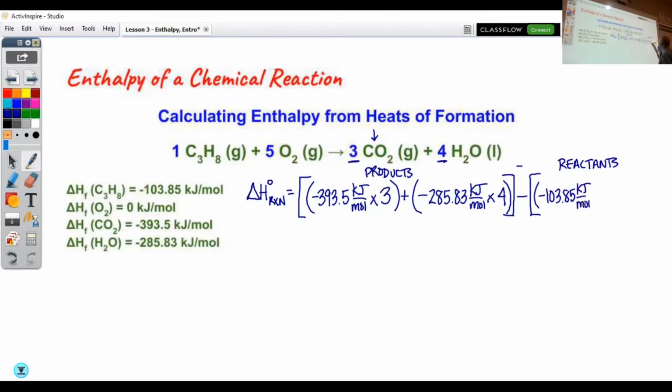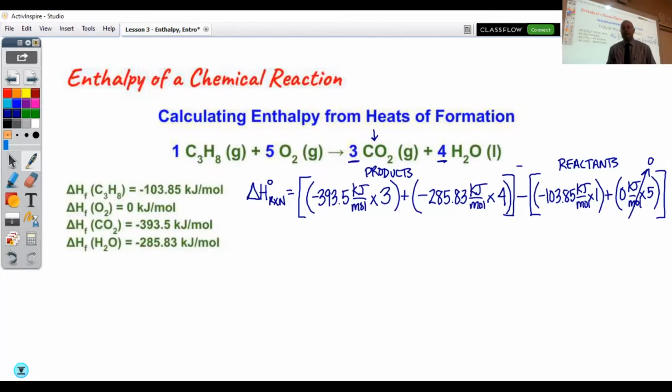Again, in kilojoules per mole, this time it's just times 1, plus the value for oxygen. And what we're going to find is that any element in its natural state is going to have an enthalpy value of 0 kilojoules per mole. That's because that is how that element exists, so the formation of it doesn't require any energy. So this oxygen in this case has a value of 0 kilojoules per mole. We can go ahead and multiply it by 5, but of course, since it's 0, this whole term is just going to end up being 0.